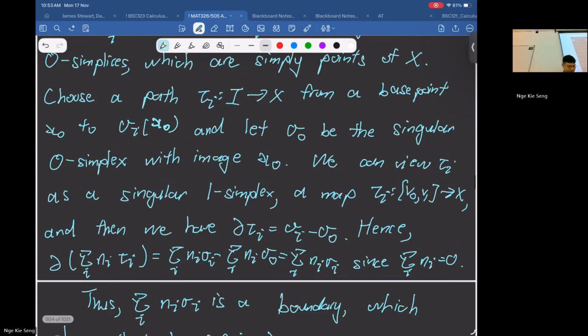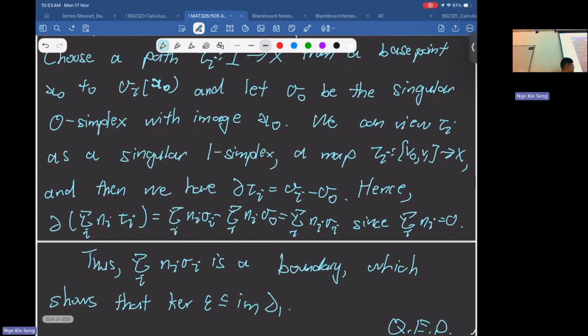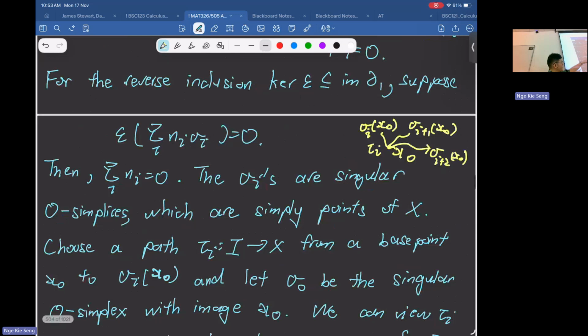Thus, we have written this sum of n_i sigma_i, which is inside the kernel, as the boundary of some singular one simplex. So this shows the argument. Does it make sense? I think the technique here is to form this tau_i. This tau_i here is the important technique.